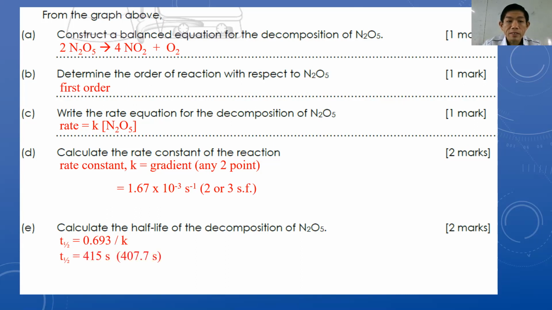So you get 0.693 divided by 1.67 times 10 power negative 3. You should be able to get 415 seconds. However, if you use 1.7 times 10 power negative 3, then your answer should be 407.7 seconds. Okay, so that is how you should be able to get your answer for question number 1. So with that analysis, let's have a look at question number 2.